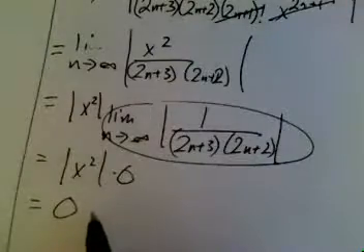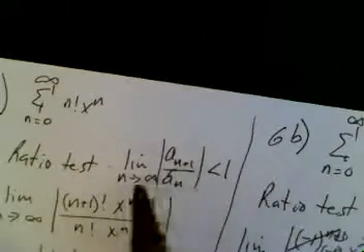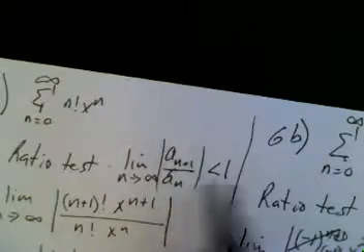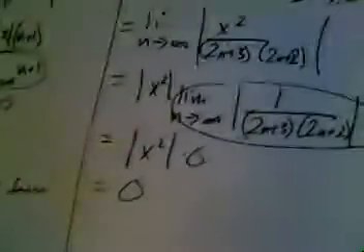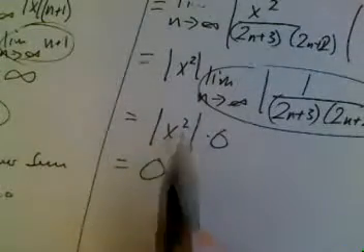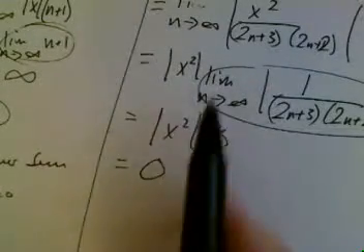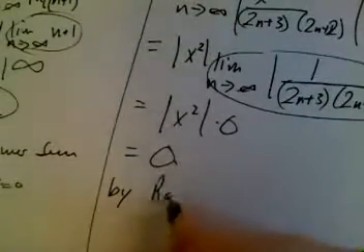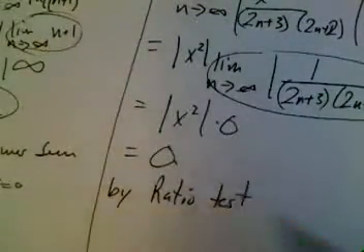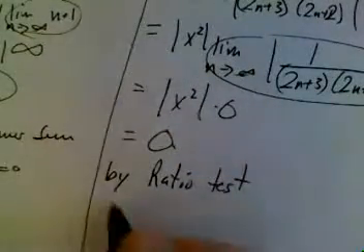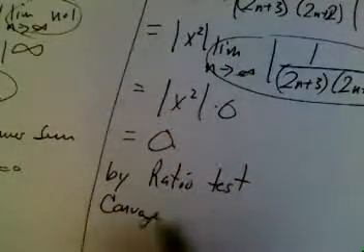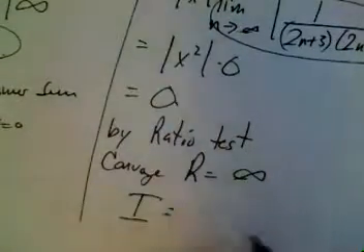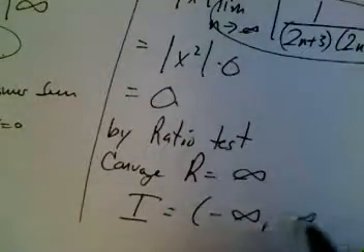The limit of a sub n plus 1 over a sub n, absolute value, is less than 1. It converges. This thing, no matter what x value I pick, will converge, because it's going to 0. So by the ratio test, we have convergence on r equals infinity. And my interval of convergence is negative infinity to infinity.